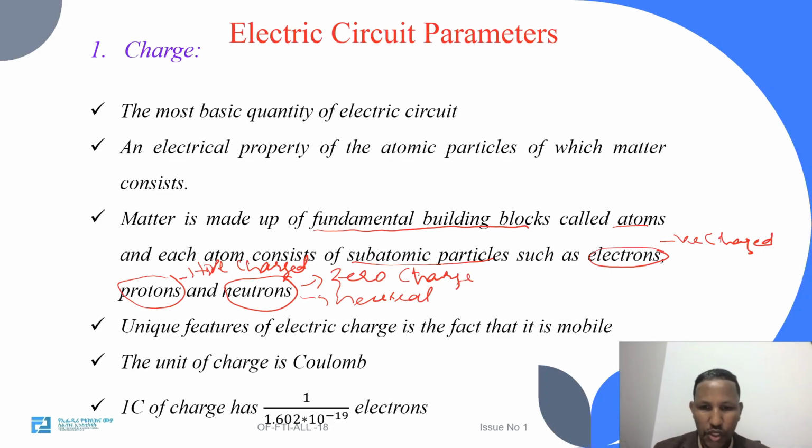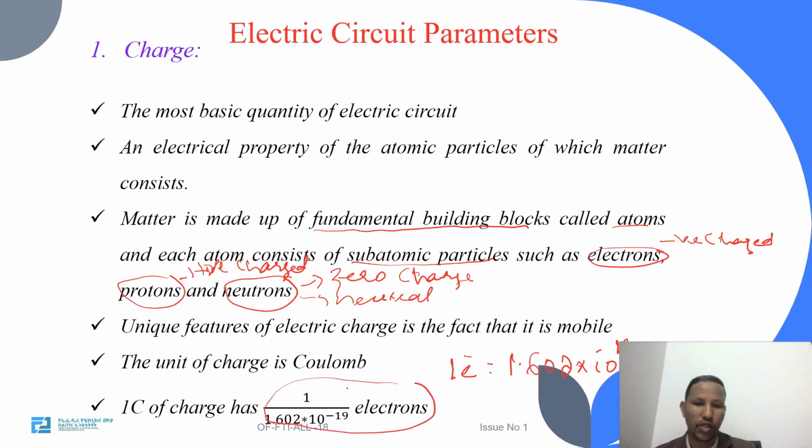So if there is a motion of charge, definitely there will be current flowing through the circuit, and the unit of charge is the coulomb. One coulomb of charge has 1 over 1.602 times 10 raised to minus 19 electrons, because one electron has a charge of 1.602 times 10 raised to minus 19. So in one coulomb of charge, there will be such a number of electrons.